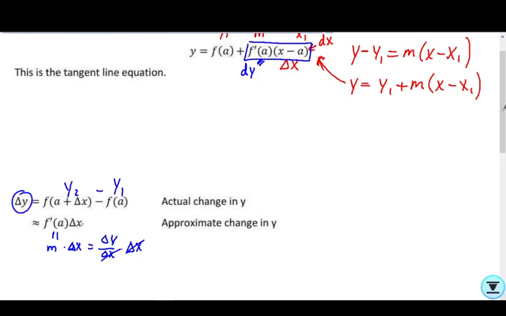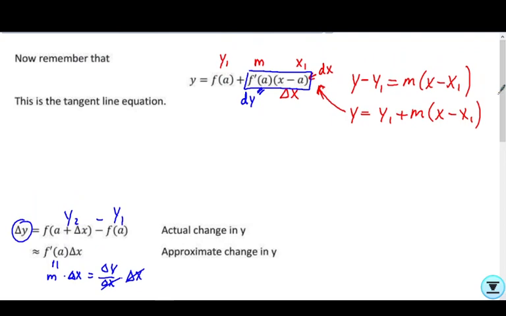So when I look at linearization equations, my tangent line equation is nothing more than y is equal to y1 plus dy. And of course, dy, from our other one, is f prime of x times dx. So that's basically what we're doing.